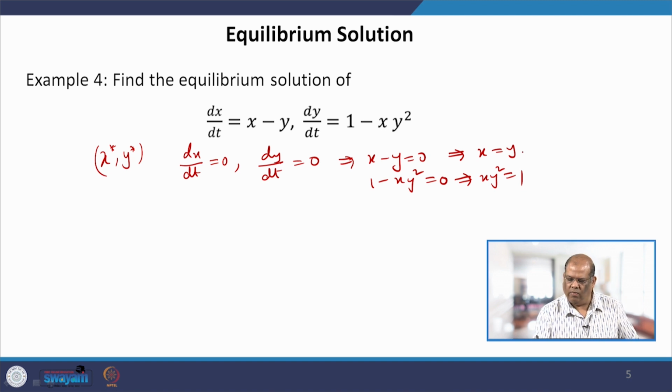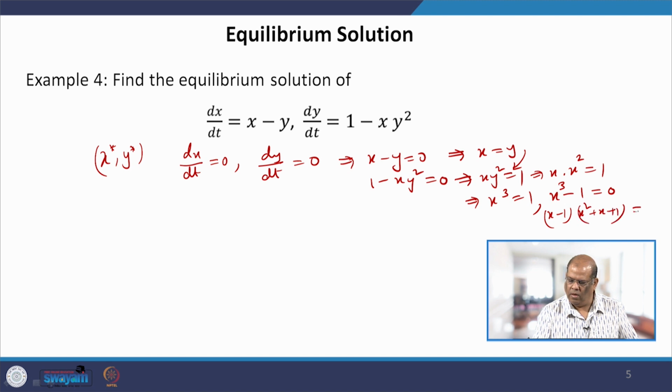And since x is equal to y, you substitute it here. Say I put y equal to x, and this will imply x into x square equal to 1, which gives x cube equal to 1. So, one of the solutions is x equal to 1, which you can already see. Otherwise, you take it to the right hand side, put them equal to 0, factorize them, and this will give you x equal to 1.